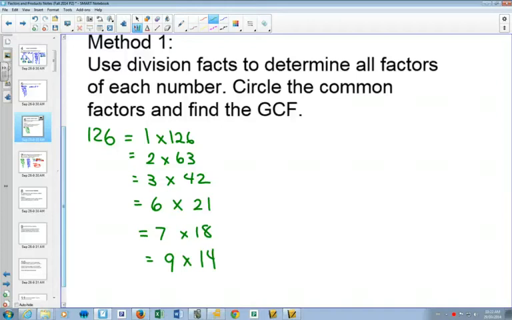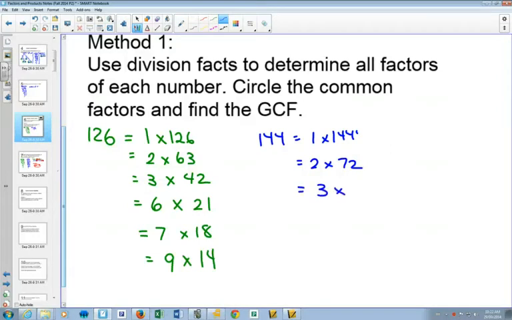You can see in this method how it might be easy to miss one. Because if you miss one, it could be disastrous. And I think the 7 times 18 might be an easy one to miss. When I get to 144, I know it's 1 times 144. I know it's 2 times 72.